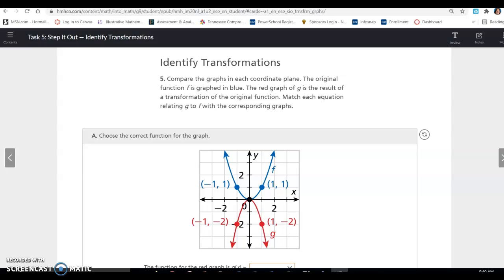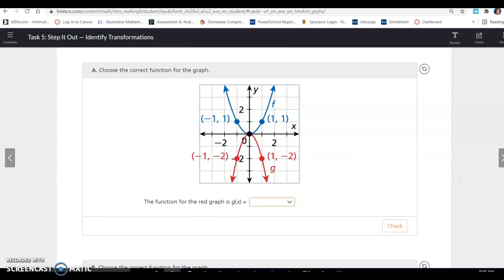The original function f is graphed in blue. The red graph of g is the result of a transformation of the original function. Match each equation relating g to f with the corresponding graphs. All right, so it says choose the correct function for the graph.